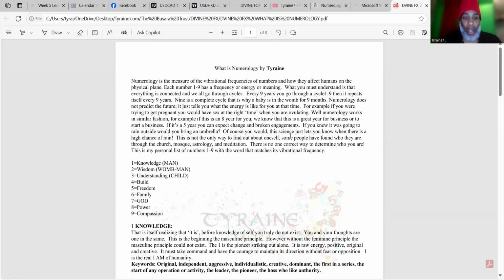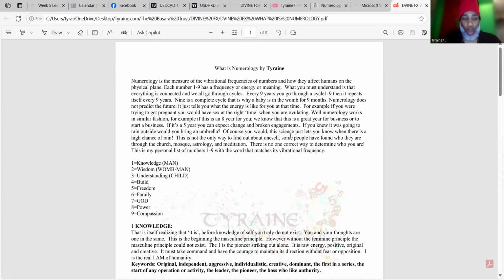If it's a 5 year, you can expect change and broken engagements. If you knew it was going to rain outside, would you bring an umbrella? Of course you would. The signs just let you know when there is a high chance of rain. This is not the only way to find out about yourself. Some people have found out who they are through the church, through the mosque, astrology, meditation, whatever. But this is one way that works. There is no one correct way to determine who you are and what your purpose is.